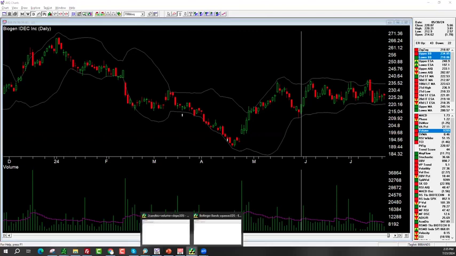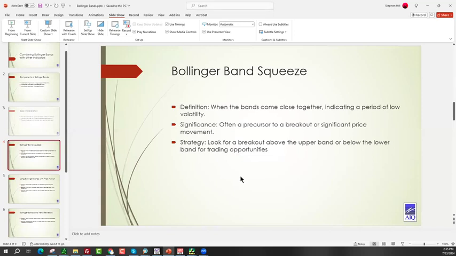Just go back into the strategy, so Bollinger Band Squeeze. So look for a breakout above the upper band or below the lower band for trading opportunities. Isn't that easy to do? I'm still liking the candlestick pattern together with the Bollinger Band. So you got that engulfing towards the upper or the lower band.